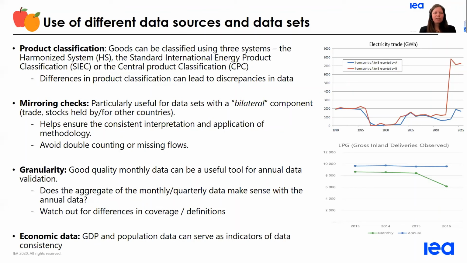And then economic data can also be useful to show you how consistent the data is and to try to explain some events. For example, when the financial crisis in 2009 happened, this was really visible both in the energy data and in the GDP data. And so you could really explain this by looking at the 2 data sets.